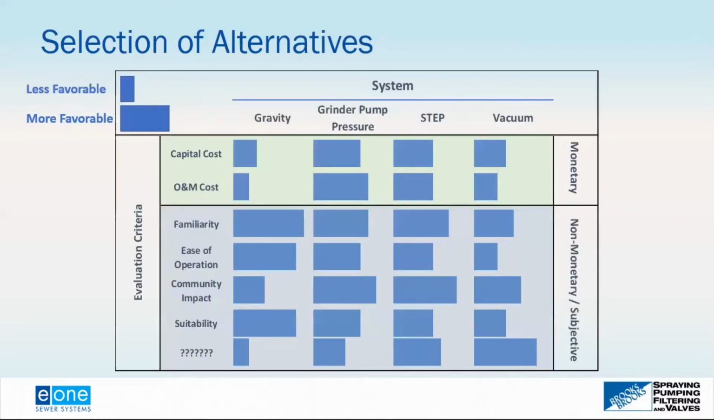Now, many times when an engineer or municipality is doing an evaluation, they'll put up some sort of matrix and they'll rate different components. So here we're just looking at something where the blue horizontal bar, the smaller the bar, the less favorable the alternative is. The larger the bar, the more favorable the alternative is. So here, the top part, looking at the monetary, you're looking at capital cost, O&M cost. So you would go through, do an evaluation economically, assign a value to each of the systems you're looking at, in this case, gravity sewer, grinder pump sewer, step sewer, vacuum sewer.